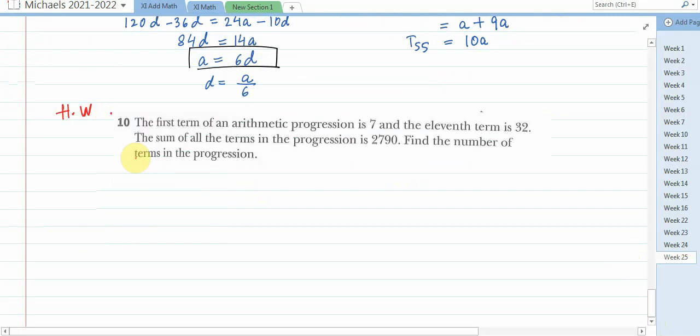The first term of an AP is 7. That means the value of a is known, and the 11th term is 32. So you have the value of 11th term, it's 32. The sum of all the terms, so you have Sn is 2790. Find the number of terms in the progression. You need to find out the value of n here. Alright, so that is your homework. You need to give it a try, and I hope that all of you can do it easily.